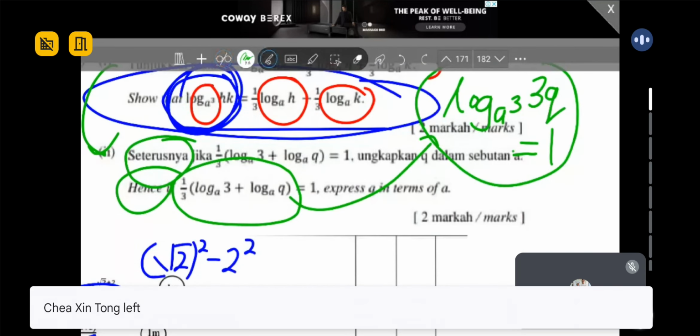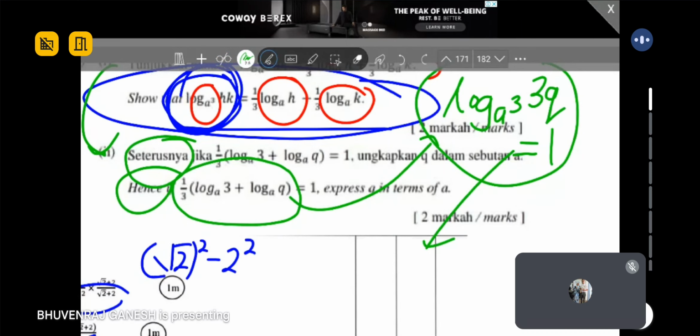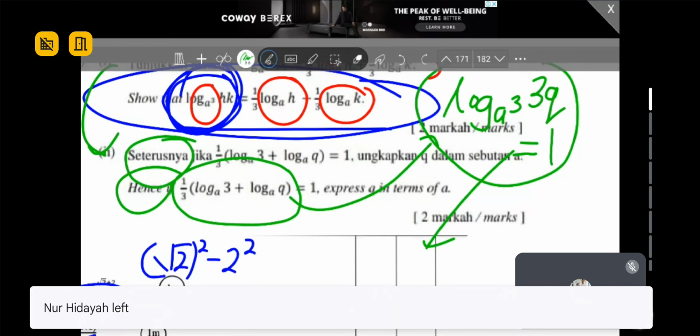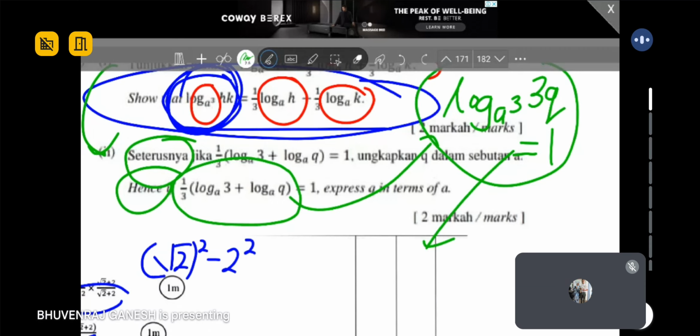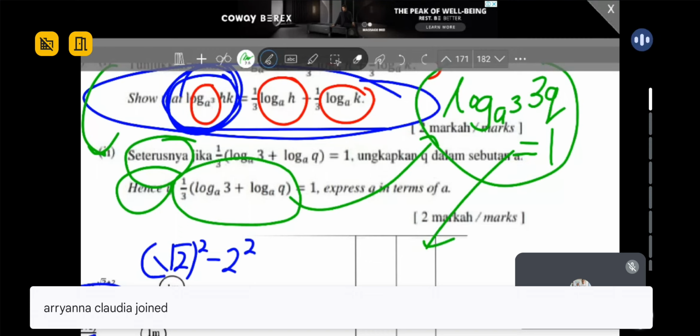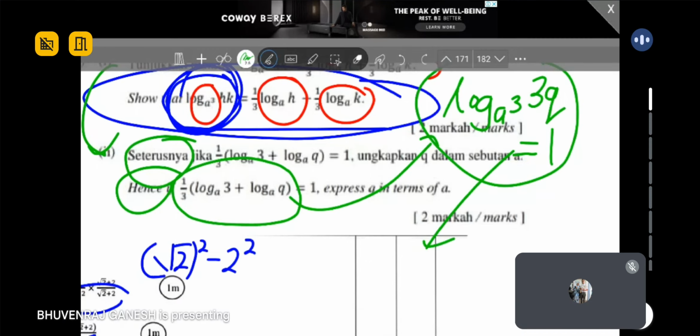So guys, what is the equation from here? May I know? Apa persamaan yang kamu boleh dapat? Anyone? Think and see. How to convert log form to index form? Apa jawapan dia? Anyone? Boleh type jawapan? Think and see. How to convert?